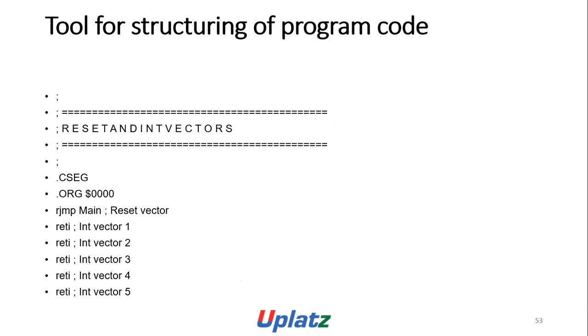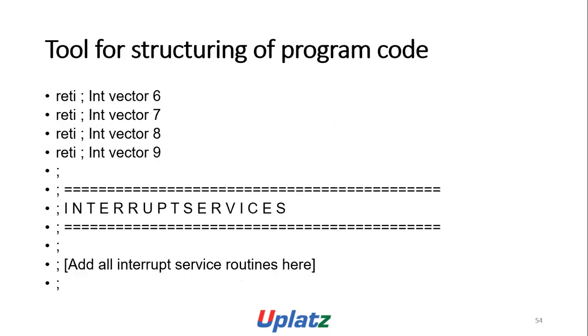Reset and int vectors. .cseg, .org $000, rjmp main, simple reset vector. RETI, INT vector 1 to INT vector 5, to INT vector 9. Interrupt services: add all interrupt service routines here.